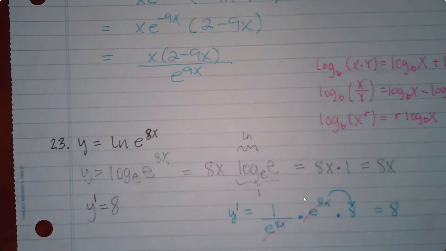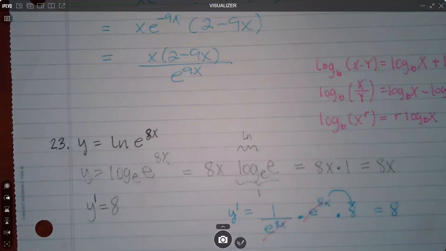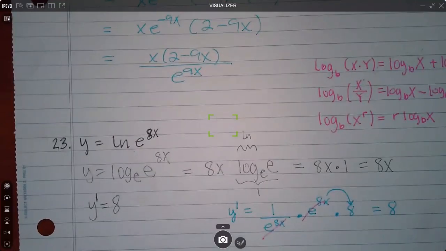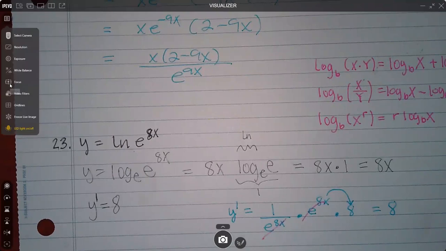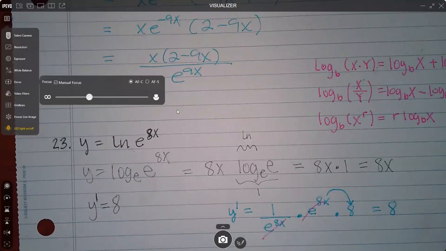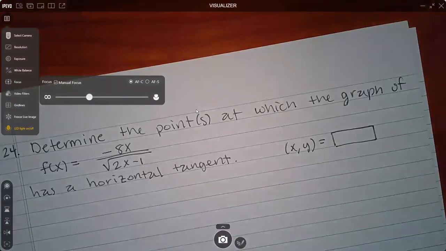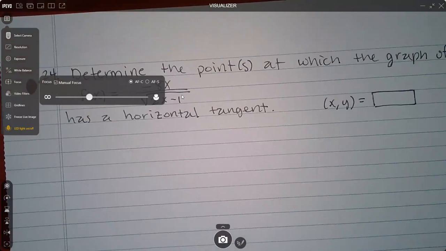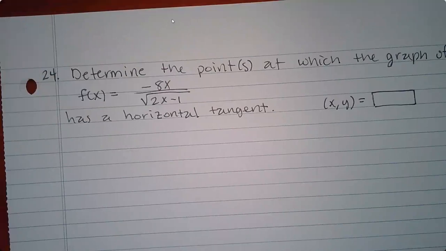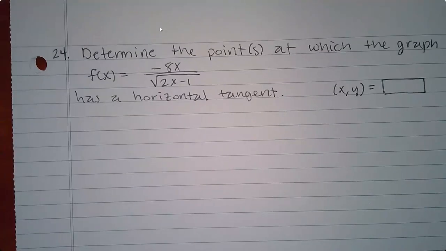Okay, here's that tangent line problem. I knew there was one in here because they're like in every assignment. They're trying to warm you up to chapter 4. Okay, so number 24 looks something like this. Yours might have a different function, but it still should be something similar.